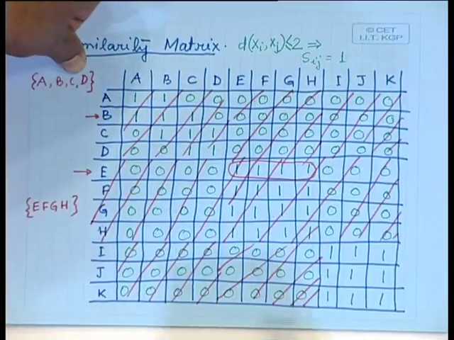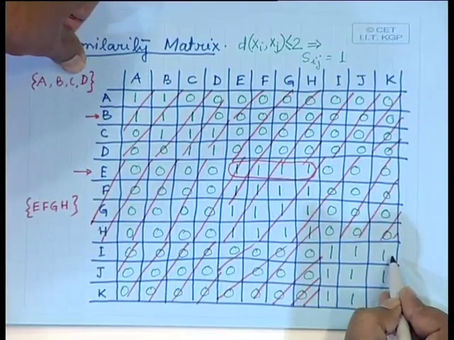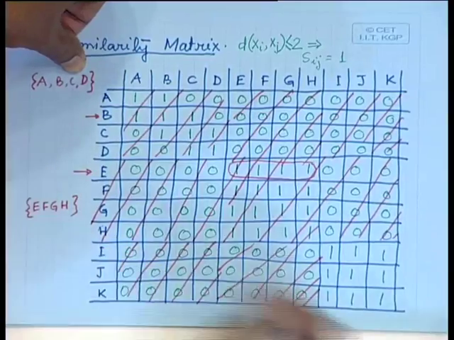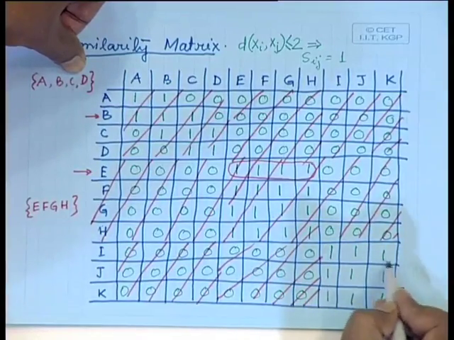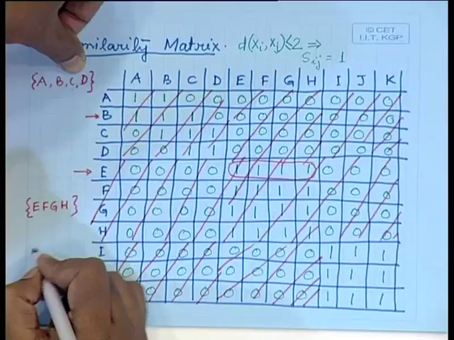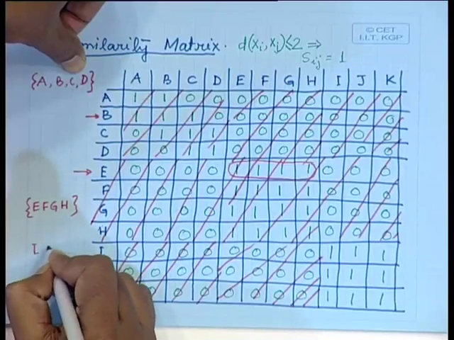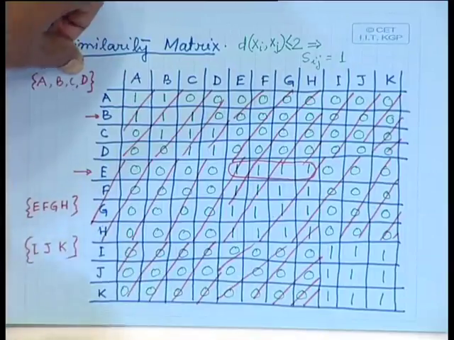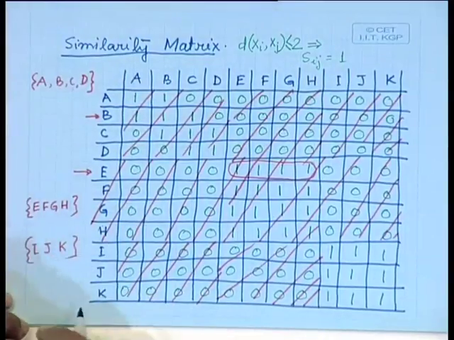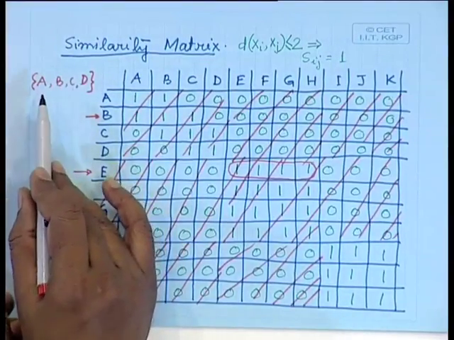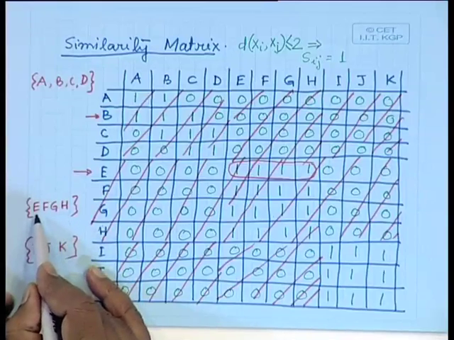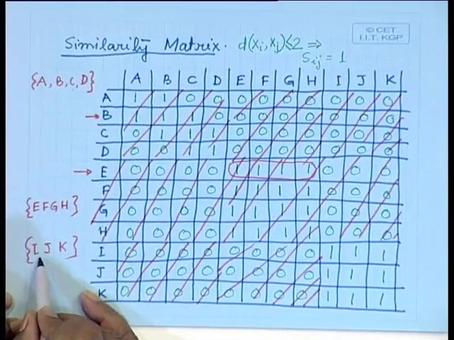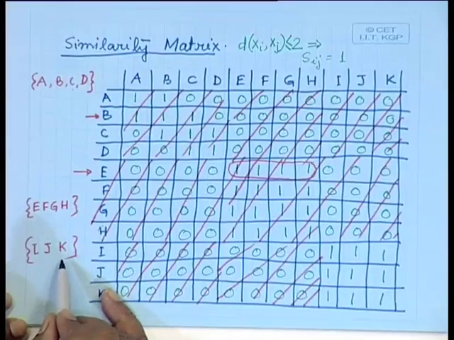From the feature vector, what is remaining is this. Here you find that, following the same logic, all these points will be put into the same cluster. So, the third cluster is formed by I, J and K. So, I get 3 clusters. One cluster contains A, B, C, D. The second cluster contains points E, F, G, H, and the third cluster contains points I, J and K.